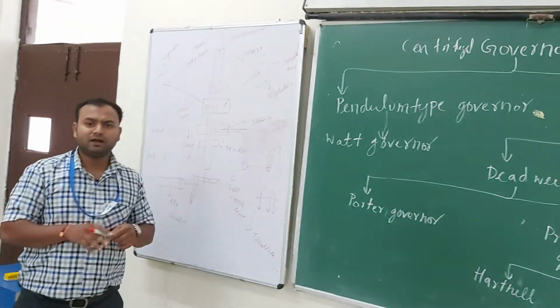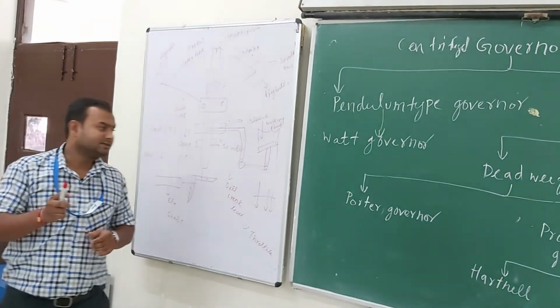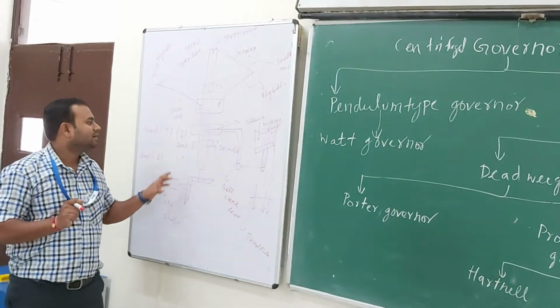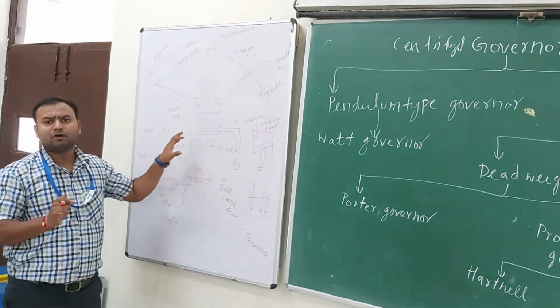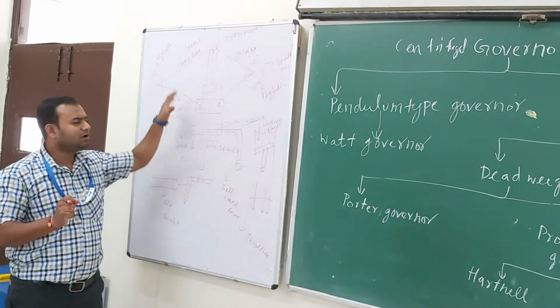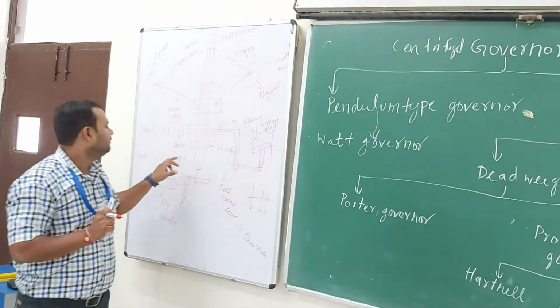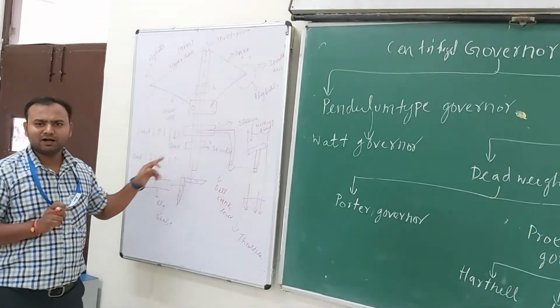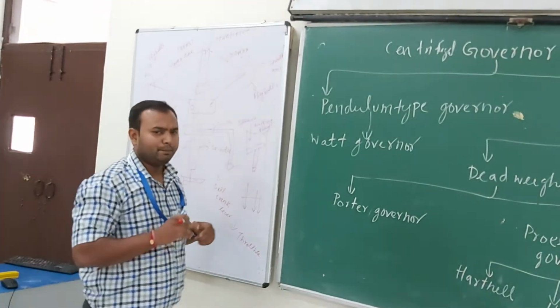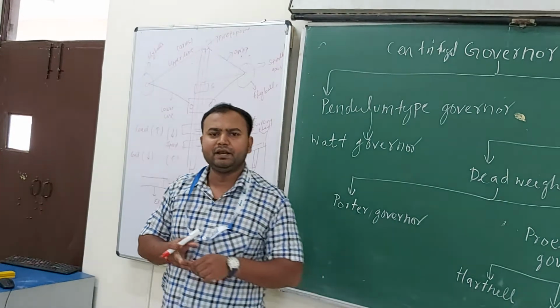What is equilibrium speed? Equilibrium speed is the speed at which the movement of the sleeve is constant. We can say the sleeve does not move at that speed, which we call equilibrium speed. There are two kinds of equilibrium speed: maximum equilibrium speed and minimum equilibrium speed.